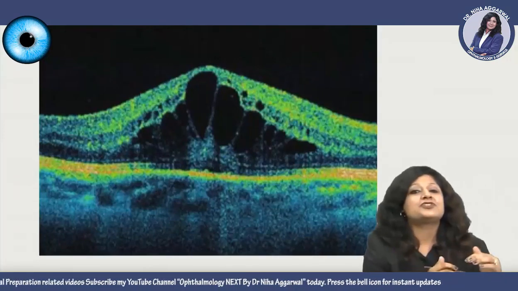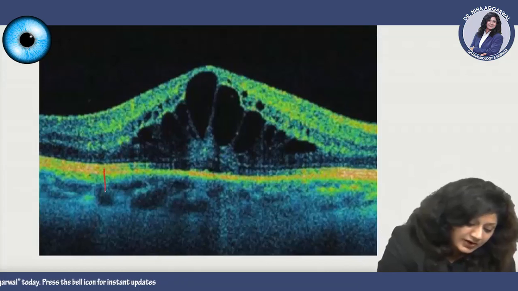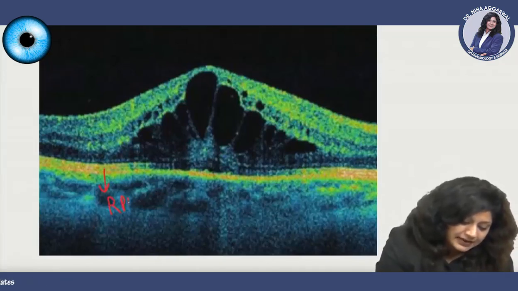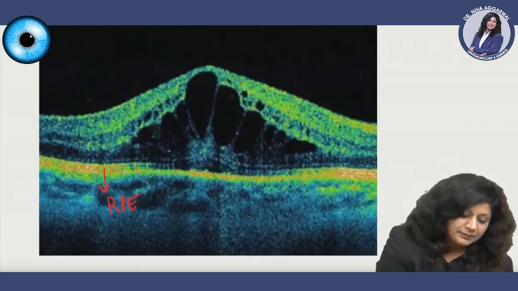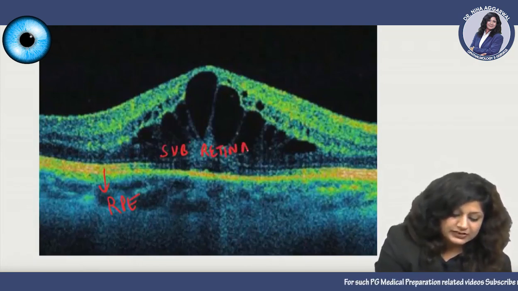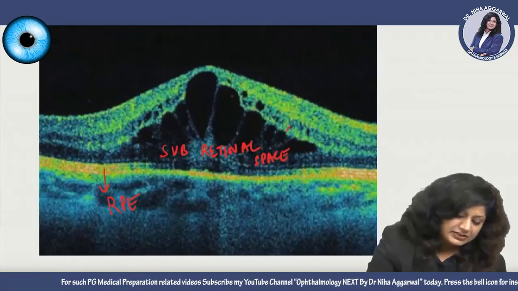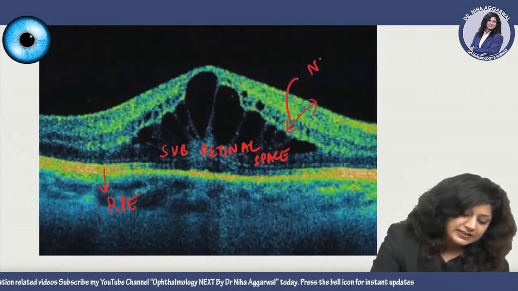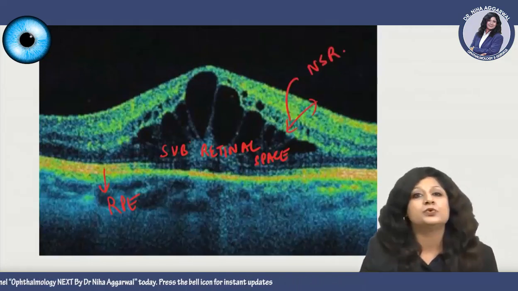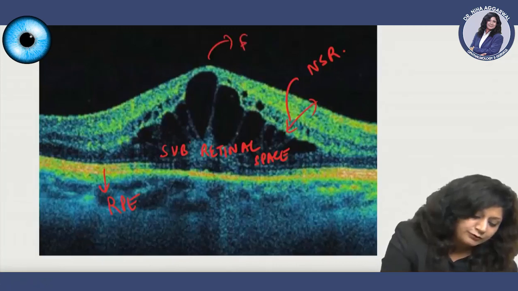Now let us try to analyze this OCT. This red one is again the RPE layer, right? This black will be the subretinal space. This is again your subretinal space having the subretinal fluid. Then this is the neurosensory retina, right? And this will be the area of fovea.